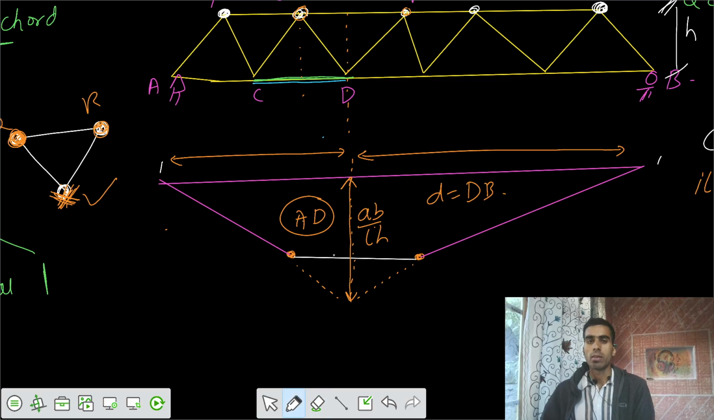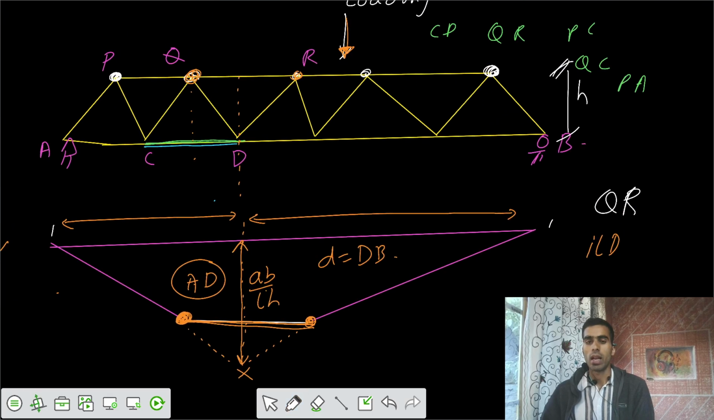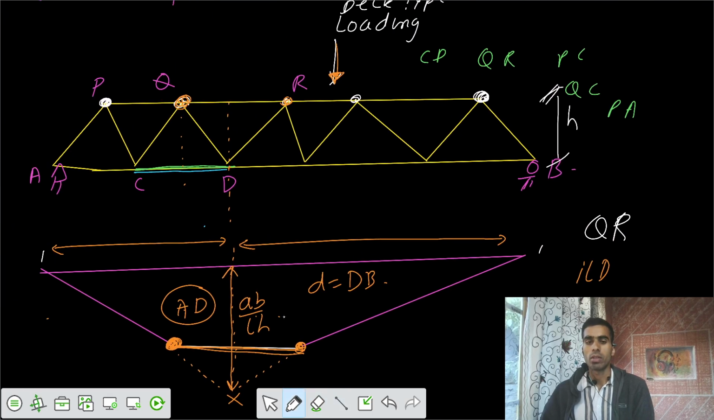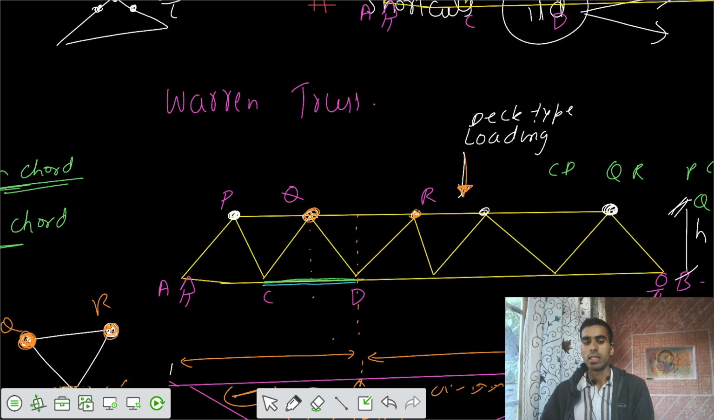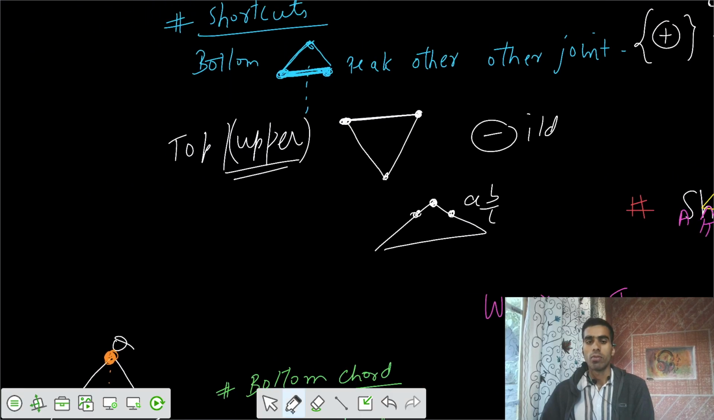So finally, I would have written AB by LH, but the loading joints are only at the points Q and R, not at D. So our peaks developed would be here and here. This is not the actual peak. So our actual peak is in this fashion, and these are our ordinates for this ILD. And this is negative because the member is a top chord member, and for that you have to draw the ILD as negative. So for the top chord member, you have to see how many loading joints we have. Accordingly, we have that number of peaks.